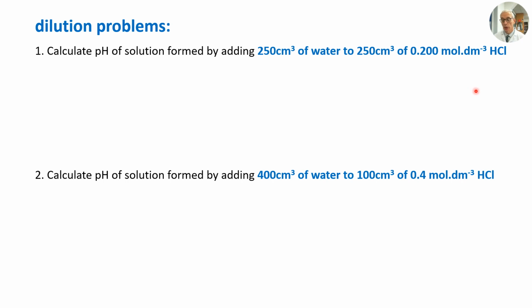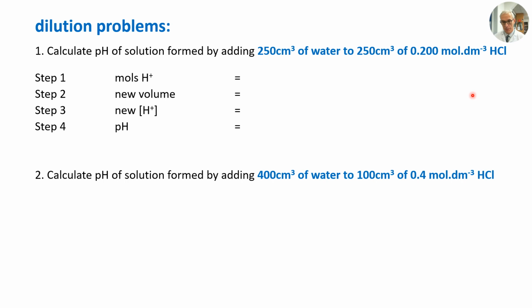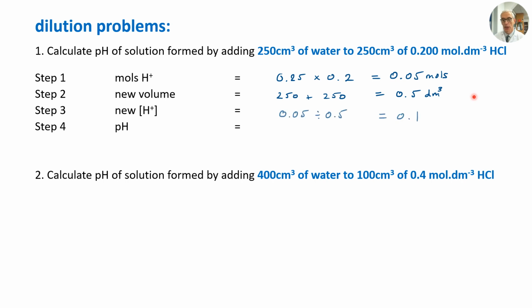Okay, so problem number 1, there are the steps. The numbers of moles is the volume times the concentration. The new volume is of course 250 plus 250 in decimeters cubed. The new concentration is moles divided by the new volume. Plug that into the pH definition, comes out as 1.